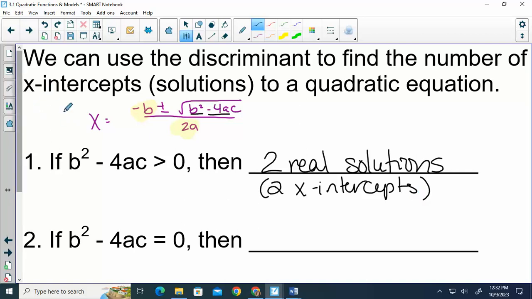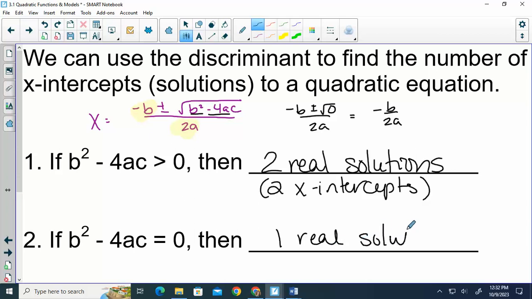If it equals 0, then you have plus or minus the square root of 0, and the square root of 0 is 0, so it just turns into negative b over 2a. So if it equals 0, that's when you have 1 real solution. Or in terms of our graph, that means 1 x-intercept.